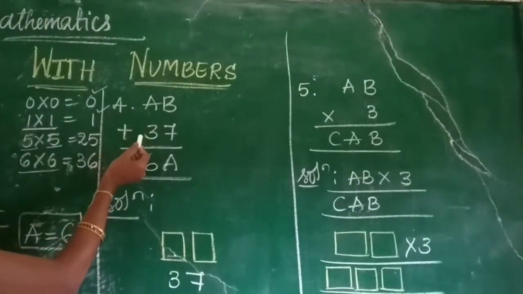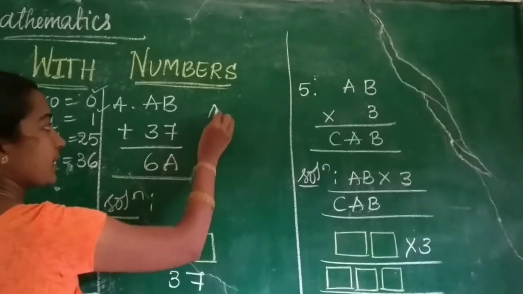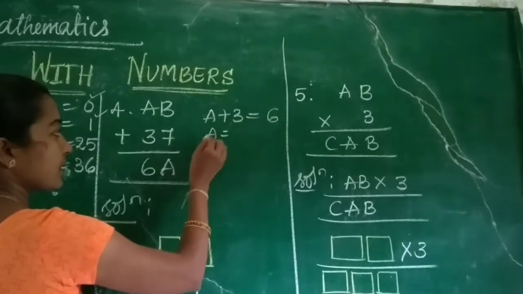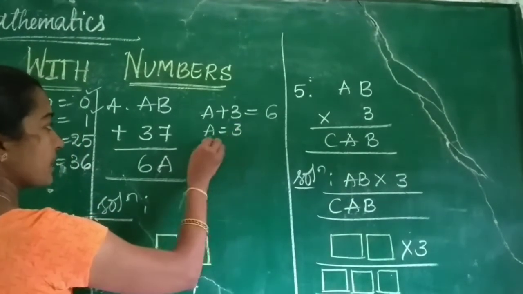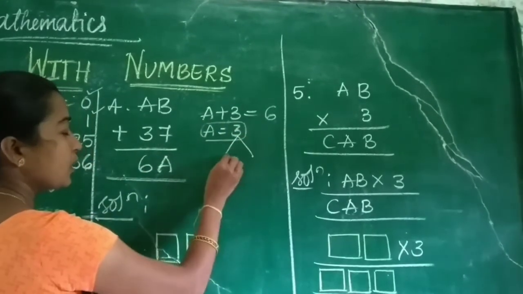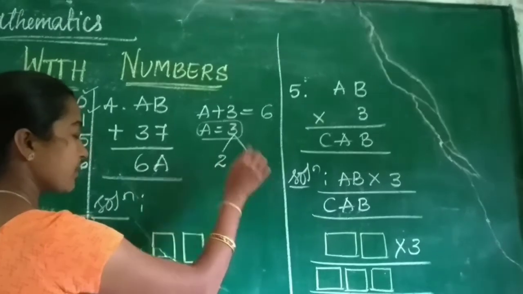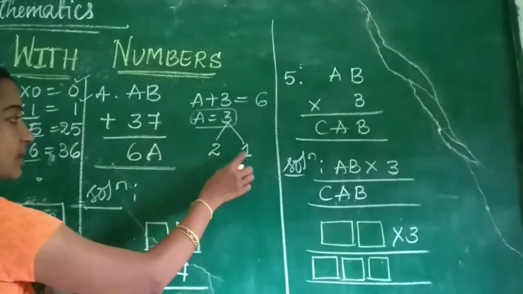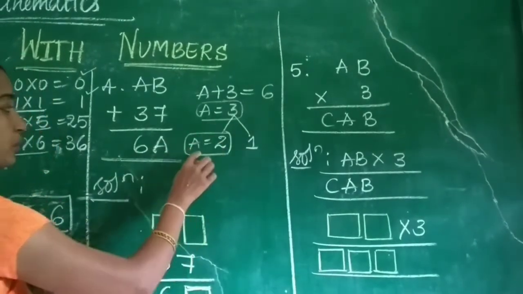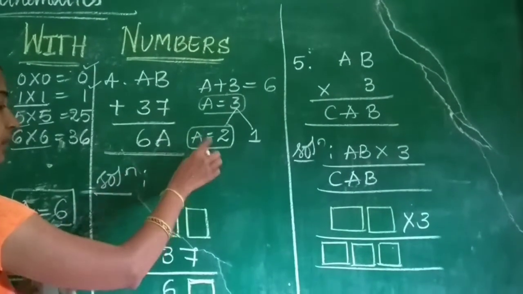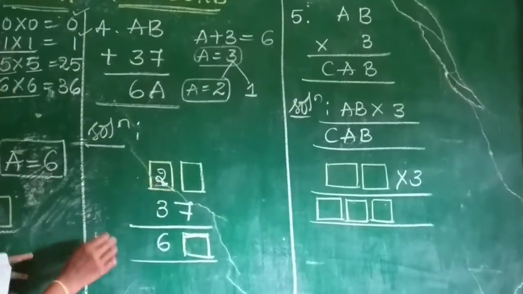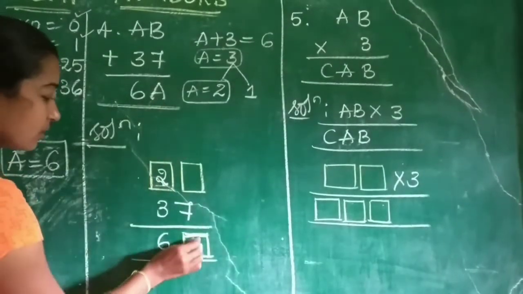Observe here, A plus 3 gives 6. Now the value taken by A is 3. See children here, the value of A is 3. But in this 3, 2 is the number and 1 must be a carry. 1 must be a carry number. So now the value of A becomes 2. Now substitute this 2 in our solution in place of A. See here also 2.